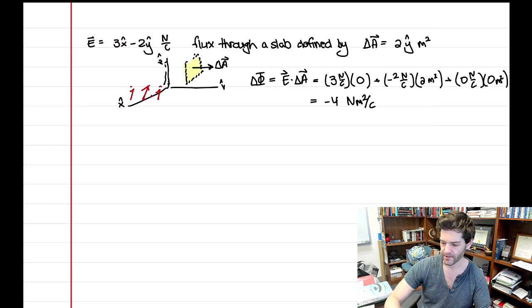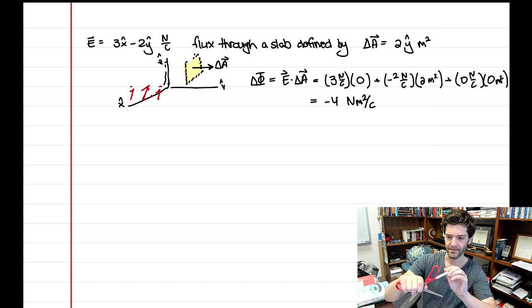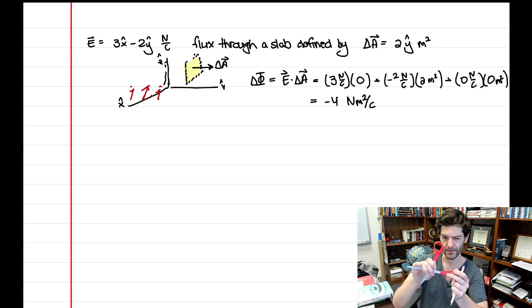Or if I had a hoop or a ring, I'll take these scissors for example, what if I want to think about the electric field that's going through, not a circle, but this weird shape here. So how much of the electric field is going through this particular surface, which might be some irregular shape compared to, say, a circle.